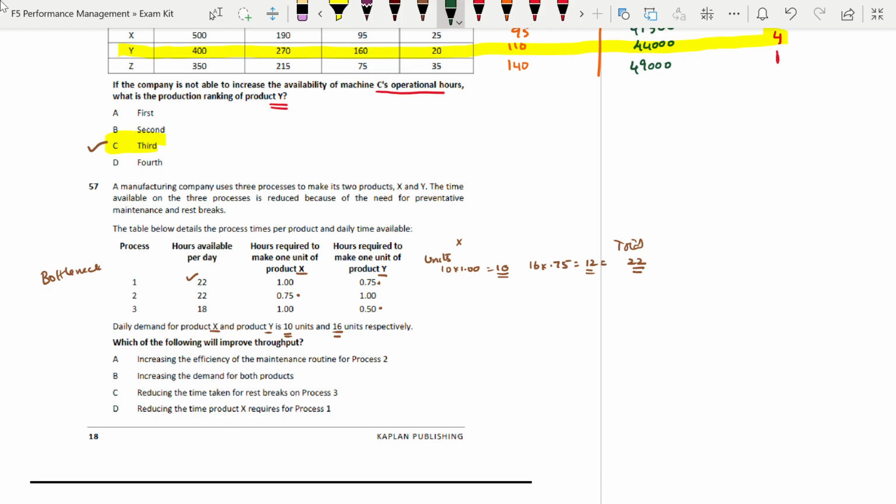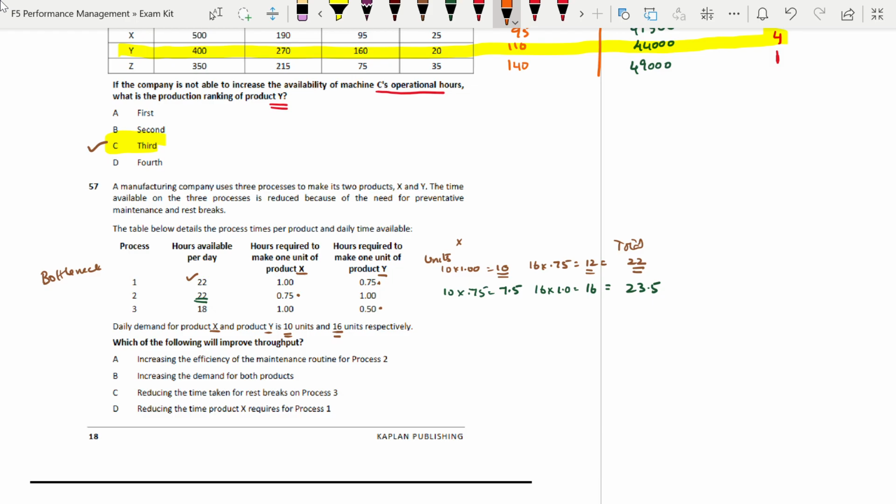Okay, next. Here how much? 10 times 7.5, okay, it comes to 7.5. 16 times 1, it comes to 16. Total comes to how much? 16 plus 7.5 is 23.5. How many hours are there? 22 are there. Understand, 22 are there.